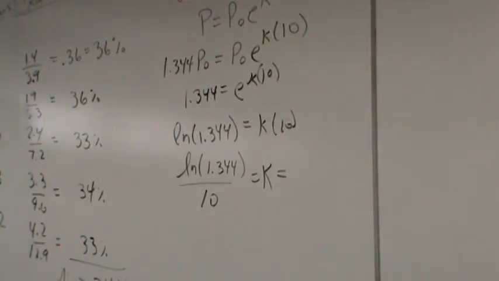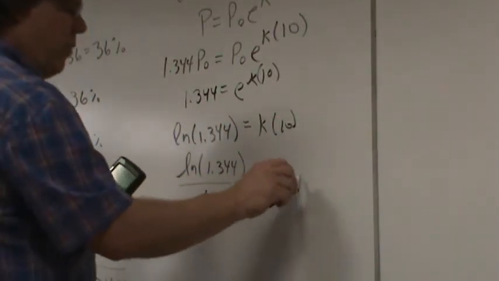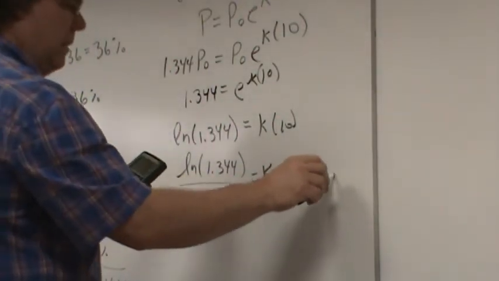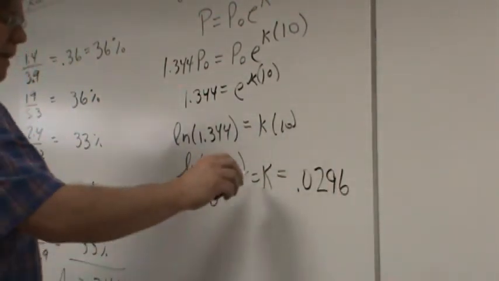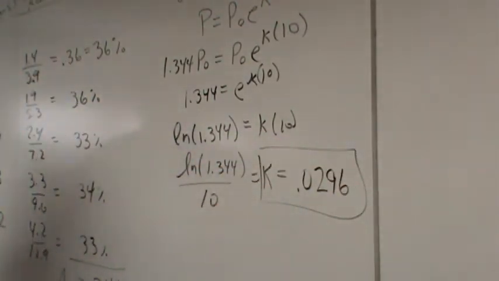That gets me natural log of 1.344 divided by 10. I get 0.0296 as my K. That's my continuous annual growth rate, my continuous relative growth rate per year.